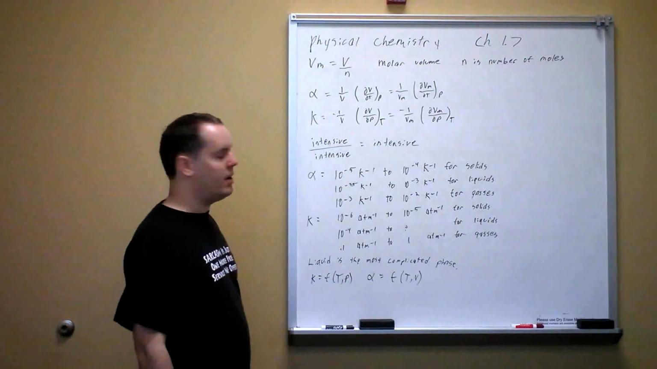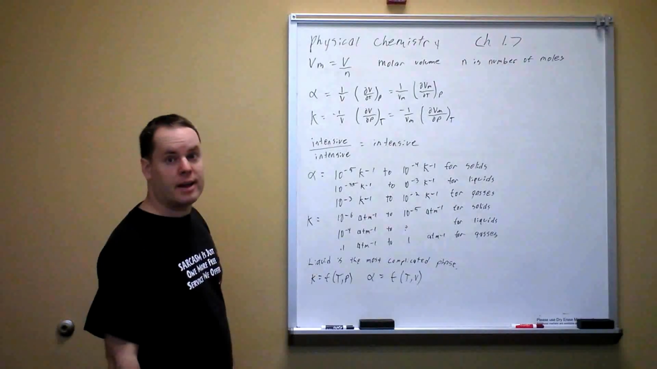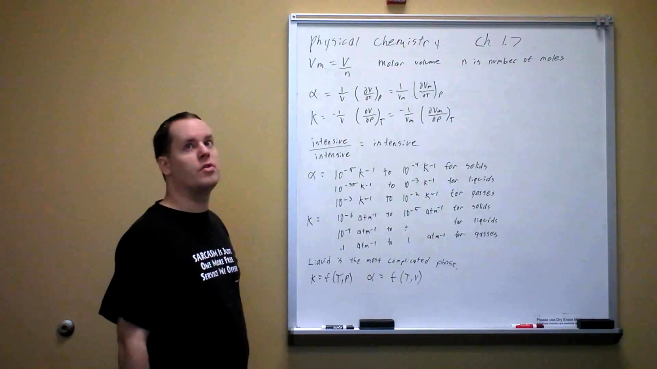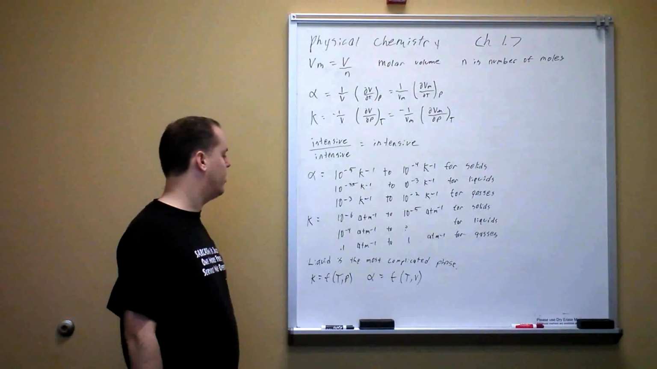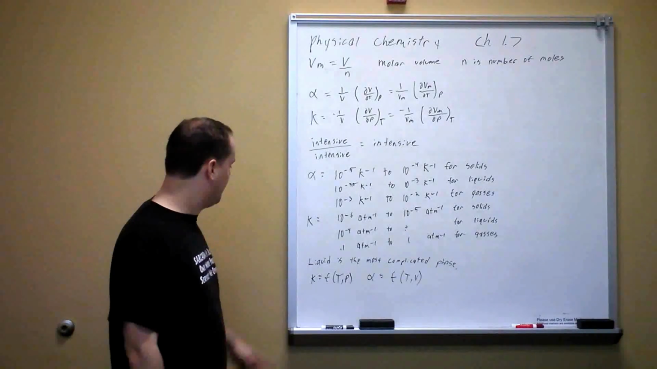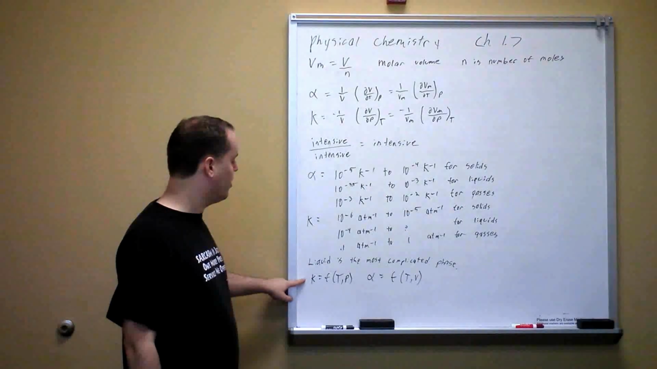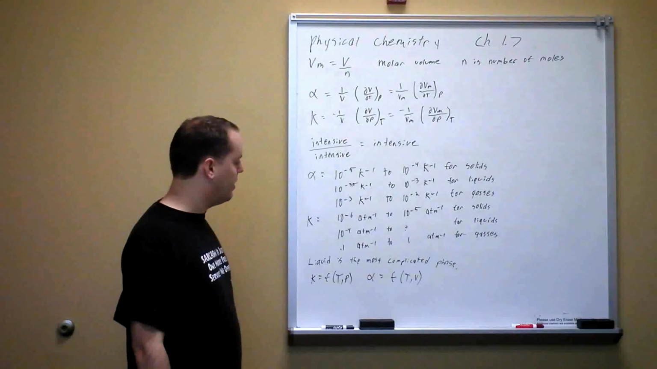Liquid is the most complicated phase, though, because you have your intermolecular attractions, but you also can have chemistry and so on reactions. Kappa is considered a function of temperature and pressure, while alpha is considered a function of temperature and volume.